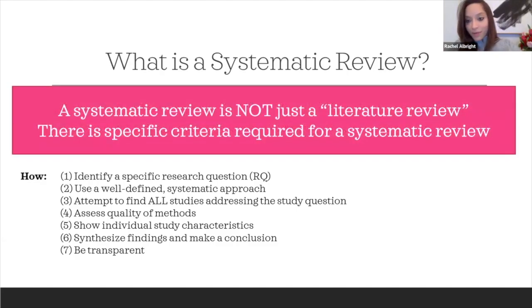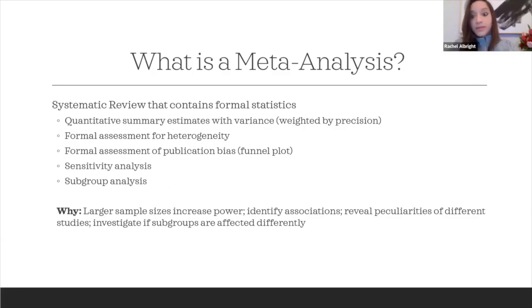So a systematic review is not just a literature review. There's specific criteria that's required for it to be considered systematic. So what's a meta-analysis? A meta-analysis is basically the formal statistic that you'll find alongside a systematic review. So if a systematic review contains some kind of formal statistic, it's probably a meta-analysis. If you're doing a meta-analysis, you should absolutely assess heterogeneity. You should absolutely assess publication bias, typically in the form of a funnel plot. And you're going to probably want to do a sensitivity analysis or subgroup analysis.